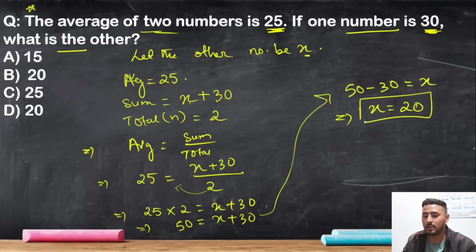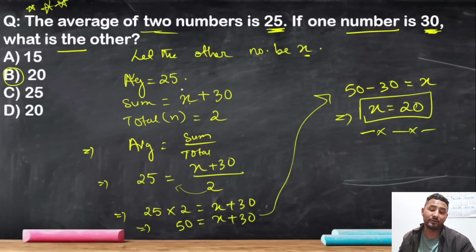So what is the other number? Let the other number be x. We have been given, so x is how much? 20. So our answer will be option number B. Okay, mark it as important. You might get this type of question in your exams. I hope it is clear how I did it. See how I have written average is 25, sum is x plus 30, and total number is 2. You can do it like this.